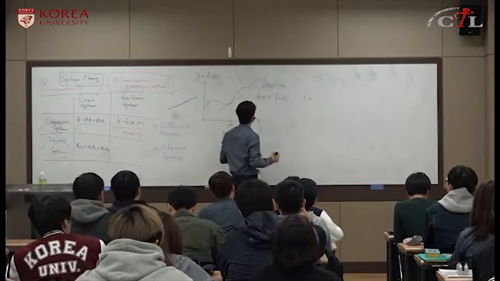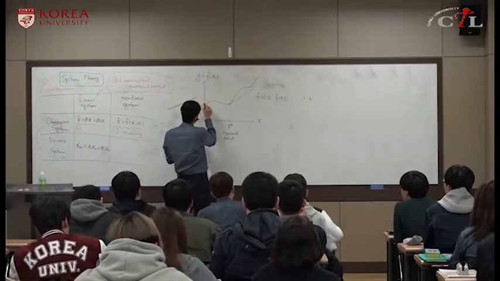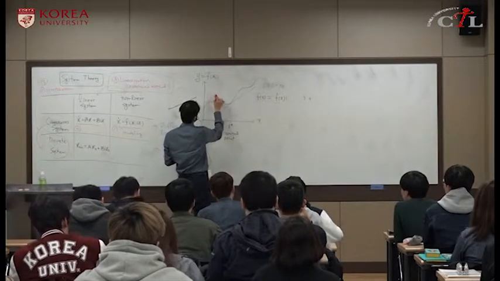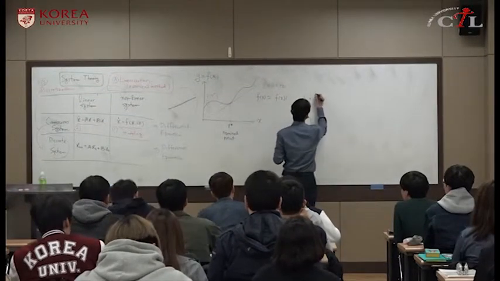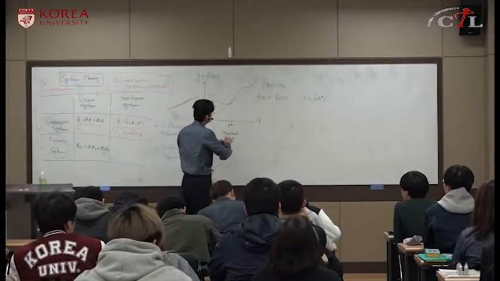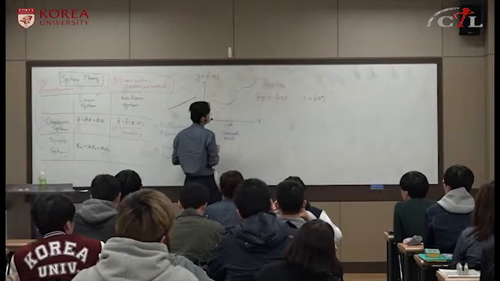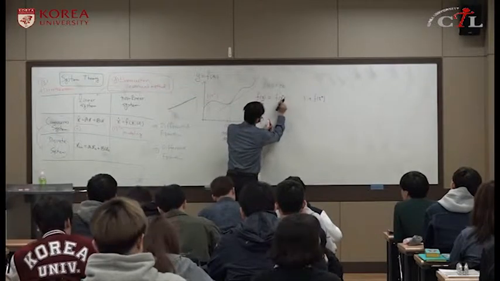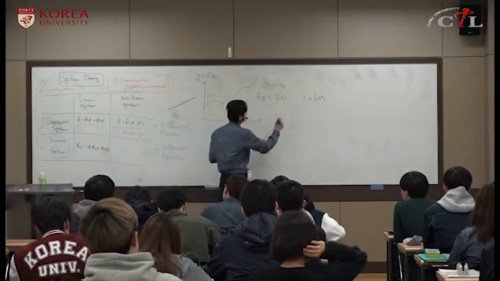plus b. B is this value, f of x star. And here, if your interest is x, for example here, the differentiation should be at x star, the nominal point. And this is x minus x star, the deviation from the nominal point.